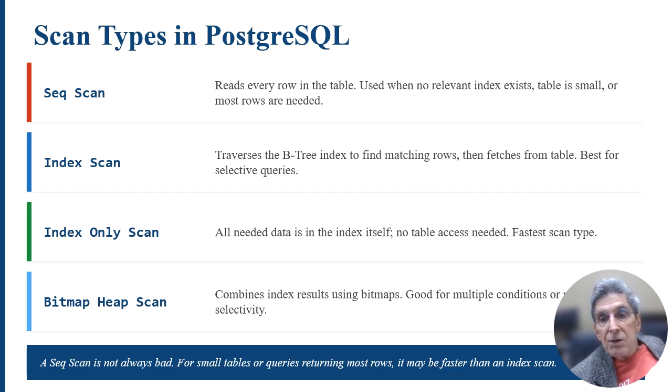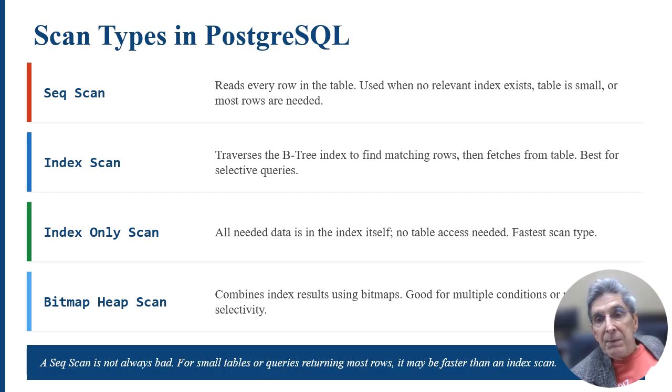An index scan traverses the B-tree index to find matching rows, then goes out to the table to fetch the full row of data. This is the most common scan type for selective queries on indexed columns. It is most effective when the query is looking for a small fraction of the rows in the table. An index-only scan is the fastest type. All the data that the query needs is already in the index, so Postgres never has to go out to the table at all. You get this when your select columns and where columns are all part of the index.